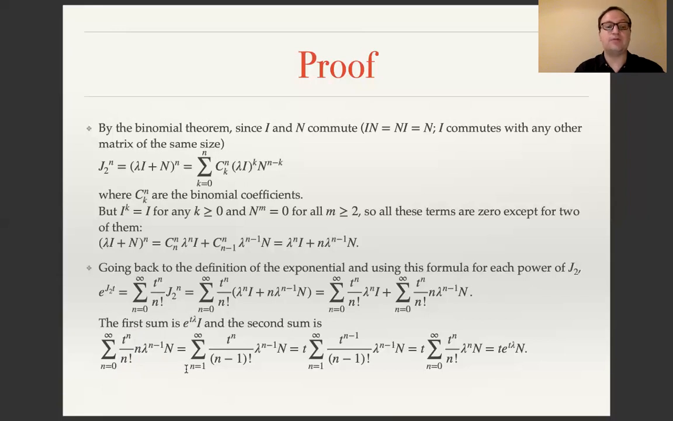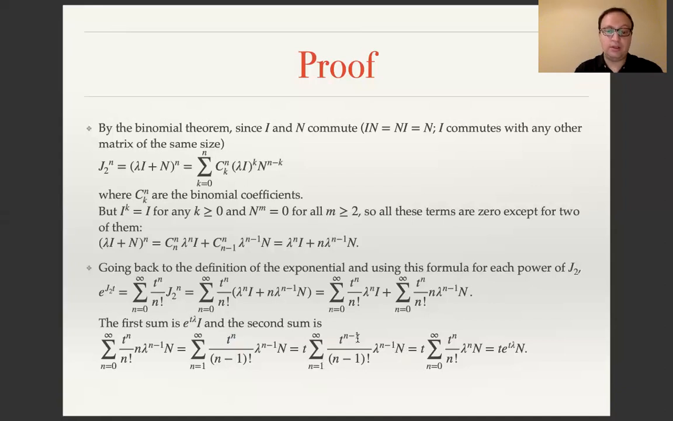So actually the sum starts from n equal 1. It's the sum from n equal 1 to infinity of t to the n over n minus 1 factorial lambda to the n minus 1 times capital N. And then let's factor out a t, because if we start from n equal 1, this means that t to the n always contains at least a factor of t. We write it as t times t to the n minus 1. So now it's t times the sum of t to the n minus 1 over n minus 1 factorial times lambda to the n minus 1 times capital N.